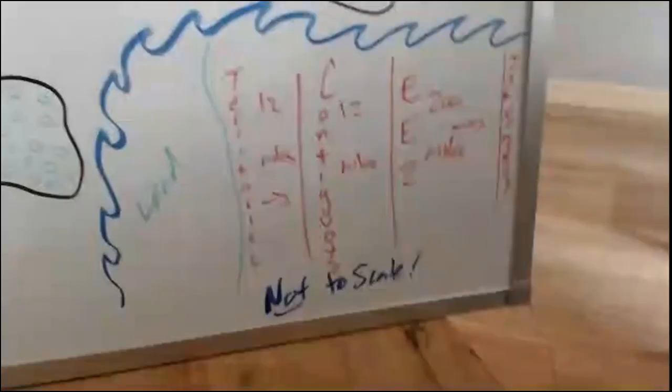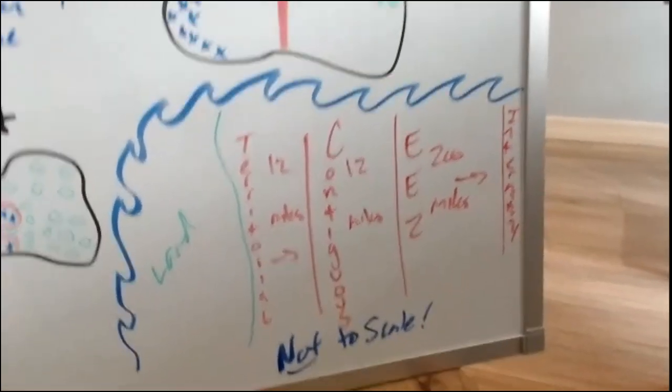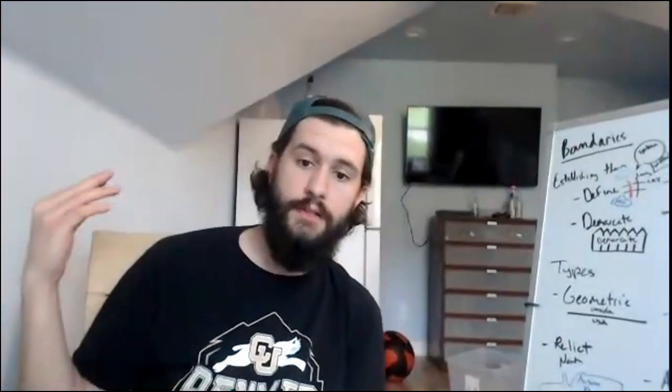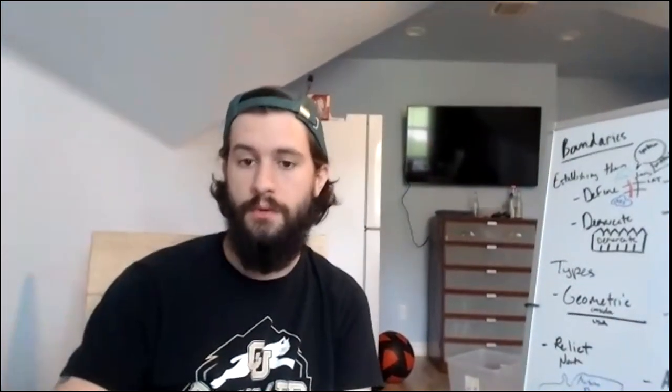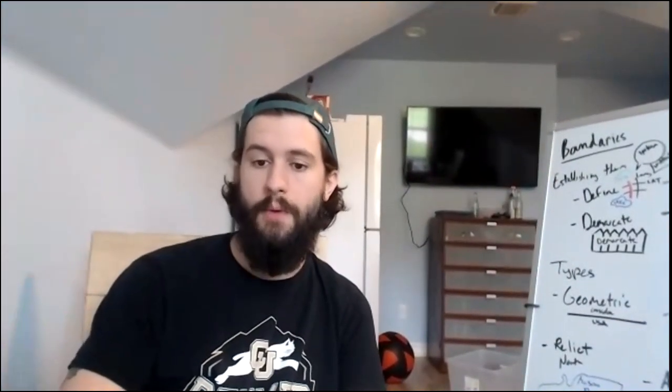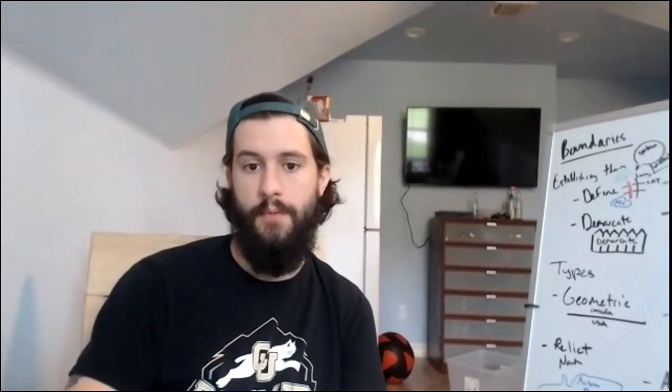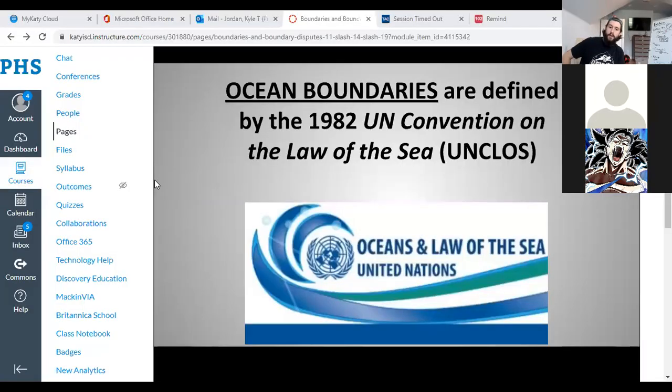And then we're getting into our ocean boundaries, right? Which, pretty easy. Just remember 12, 12, 200, rest. 12, 12, 200, rest. If you can remember that, you'll remember the ocean boundaries very well. All right. Remember, they were defined in 1982, so this is less than 40 years ago. These were officially put down by the United Nations. It was the UN Convention on the Law of the Sea, also called UNCLOS.